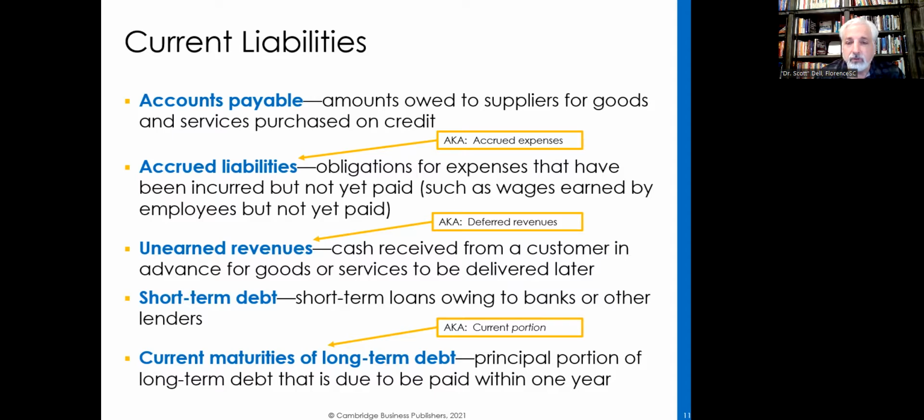Unearned revenues. Okay, so we have monies that are on deposit. Let's say we're an architect. You come to me, I'm an architect, and you give me $50,000 to design a house. Well, if you move to Texas and our contract says, if I do the work, I get paid. If I don't do the work, I don't get paid. I owe you that 50 grand either in services or as a refund.